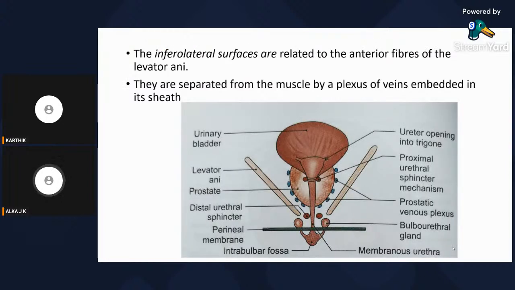The inferolateral surfaces are related to the anterior fibers of levator ani, which is most important in the formation of the urogenital diaphragm. They are separated from the muscle by a plexus of veins embedded in its sheath. I told you this organ is surrounded by a dense venous plexus, so in prostatectomy surgery there is profuse blood loss.